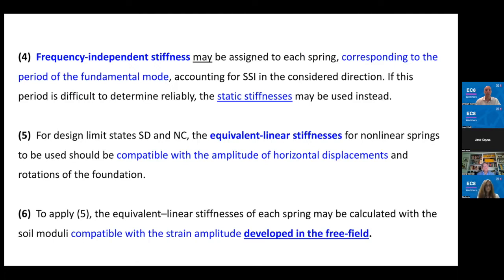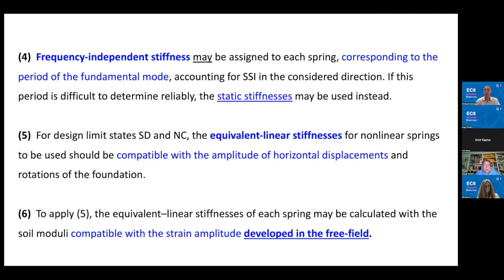Now, the stiffnesses, unfortunately, in reality, as you know, are frequency dependent. So this is not an easy task. So the code tries to simplify things and says frequency independent stiffnesses may be assigned to each spring corresponding to what period now? To one period. There's nothing else to do. The stiffnesses vary with period. We say, let's use one stiffness at the fundamental mode period. Or in the worst case, even if this is complicated, just use the static stiffnesses. It's not a big deal to do it.